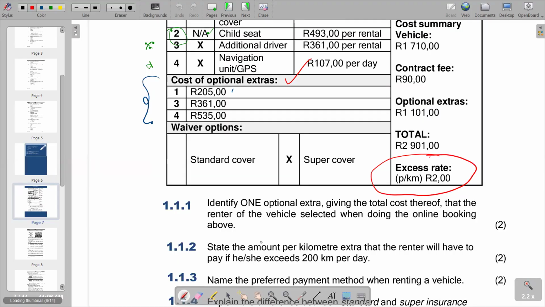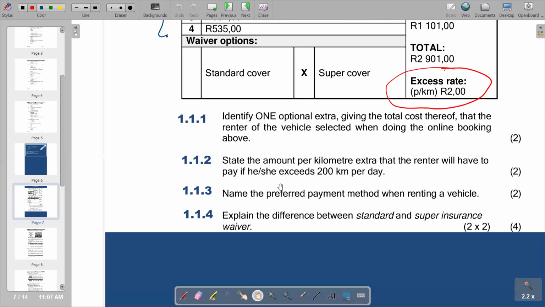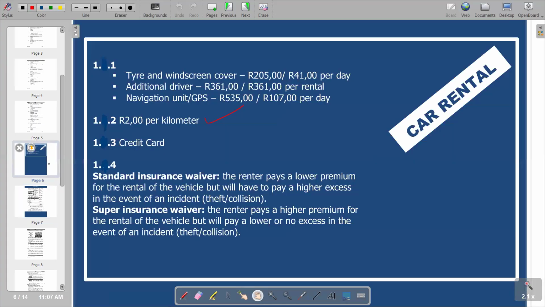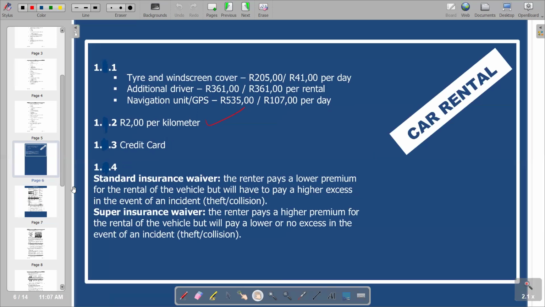Then I will go to the next part of our question, which is 1.1.3. Name the preferred payment method when renting a vehicle. We know that the applicable payment method when we are renting vehicles is the credit card, because of its flexibility. So we are saying a credit card is the response on 1.1.3, which is here. We have our credit card.